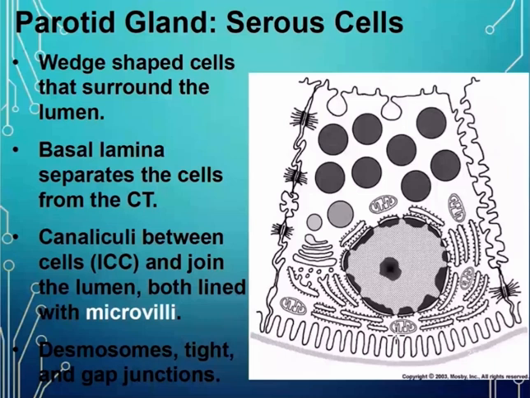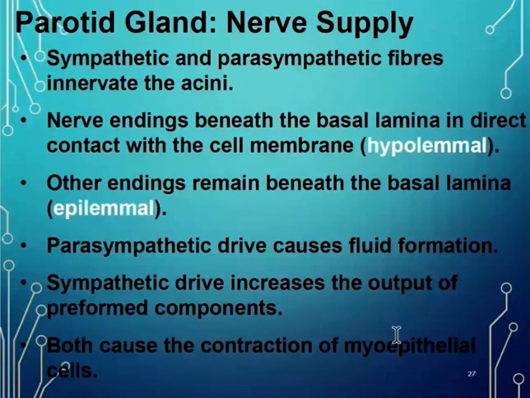Now, as a nerve supply for the glands, we have sympathetic and parasympathetic nerves. It is, as we called, the autonomic nervous system. The parasympathetic works by acetylcholine, and the sympathetic by norepinephrine. The parasympathetic helps the formation and secretion of the saliva, while the sympathetic helps increase the output of the saliva.